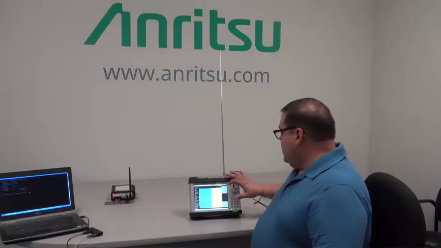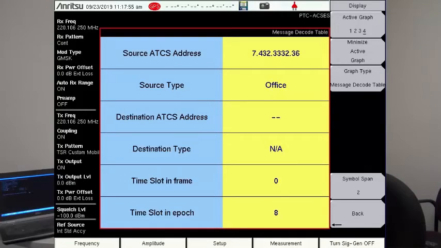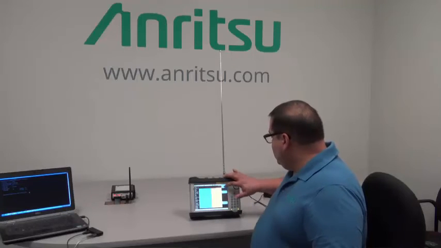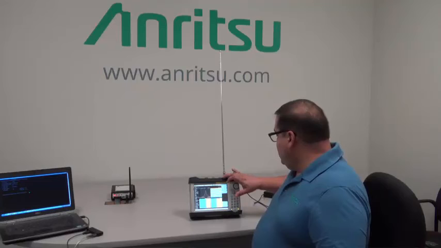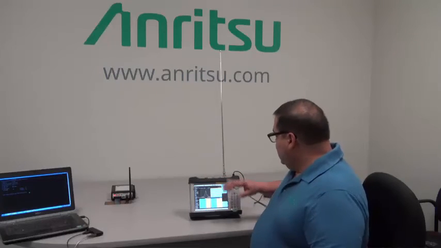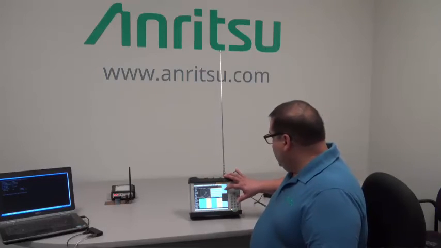And we can also look at your message decode table. So for some of the messages, we actually can decode the message because we've gotten that information from some other railroads. And in this case, we're looking at the source ID, and the source type is an office message. We're also looking at the time slot in the frame and time slot in the EBOC for this. And there are other things that we can look at.